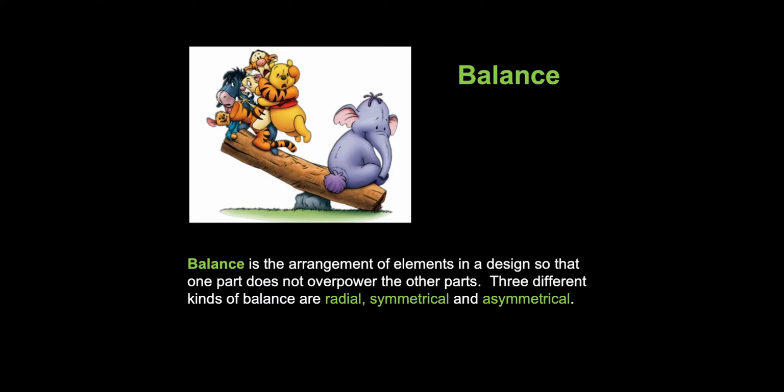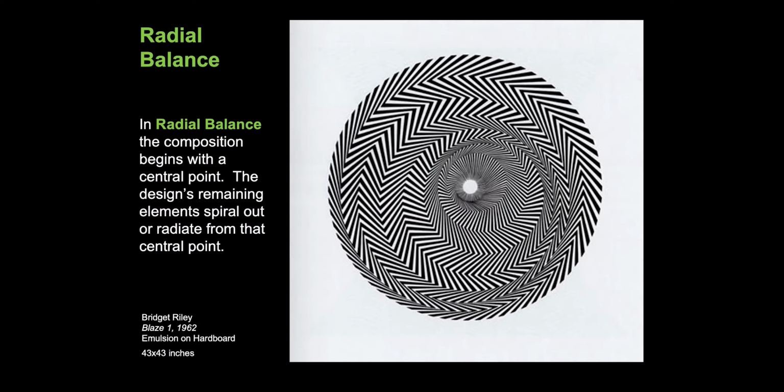So one thing we're going to really start to think about now is balance, the satisfying arrangement of elements in a design so that you don't get one part overpowering the other parts. There are 3 fairly distinct kinds of balance that are often used.